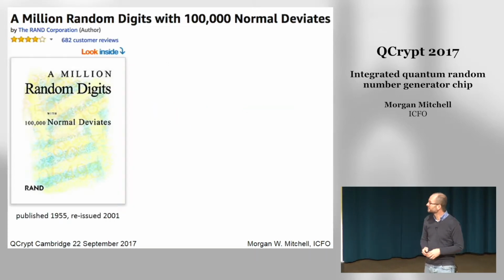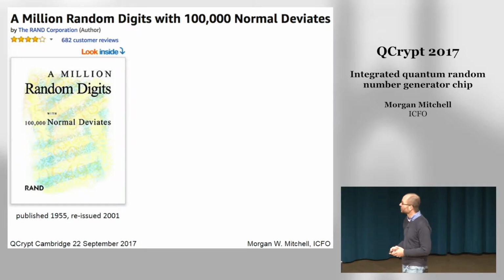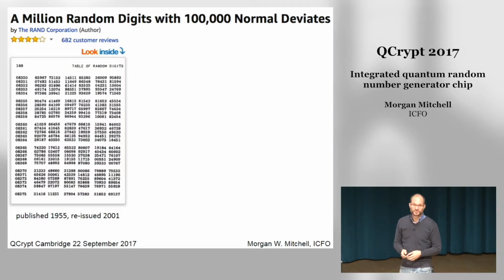When I was a child, my father worked at the Rand Corporation, and he's an economist, and he had this book on his desk, 1,000,000 Random Digits with 100,000 normal deviates. And if you look inside, that's in fact what you see. You find 400 pages of random digits that were generated by the Rand Corporation in order to allow Rand and other places to do Monte Carlo simulations in the 1940s and 1950s.